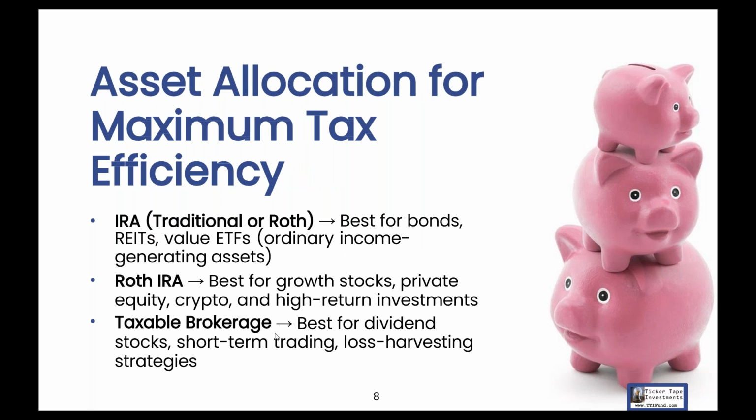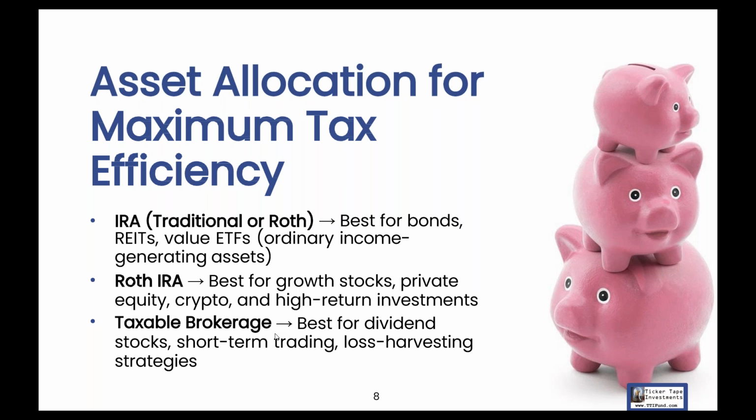Then we get to allocation. So again, everybody needs some bonds, some safer investments. Those can go, this slide says traditional or Roth, and technically that's true, but I would put my safer, lower return focused stuff in my traditional IRA. You want that slow and steady. You want it to be protected against asset value declines. So your lower risk, lower return stuff goes in your traditional IRA.